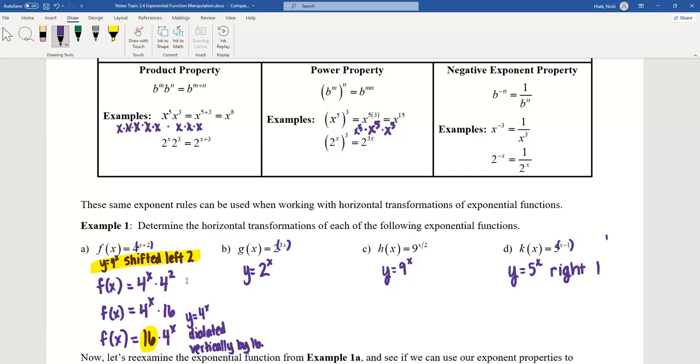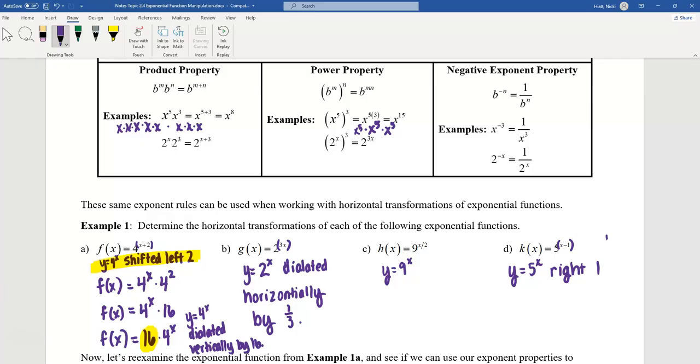Perfect. y equals 2 to the x is dilated horizontally by a factor of 1/3 there. So again, inside of the parentheses, remember everything's backwards. So if you're multiplying by a big number, 3, then you're going to be flipping that and making it 1/3 for your factor there. So this is going to be a horizontal compression. It's going to get squished in this way.